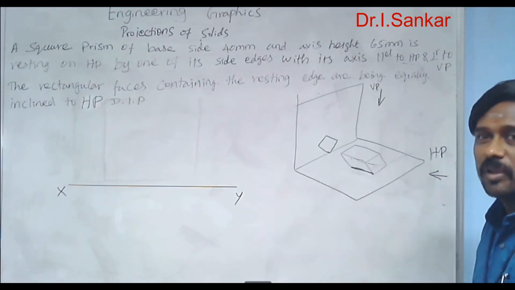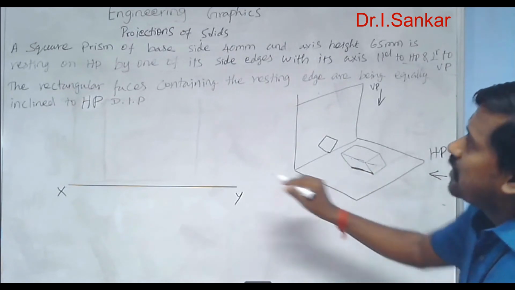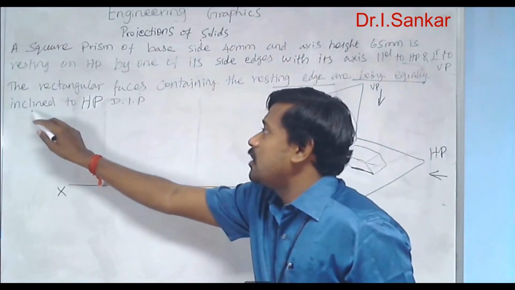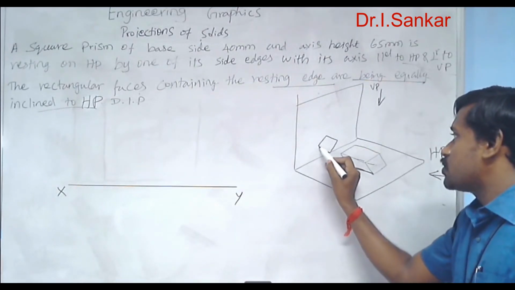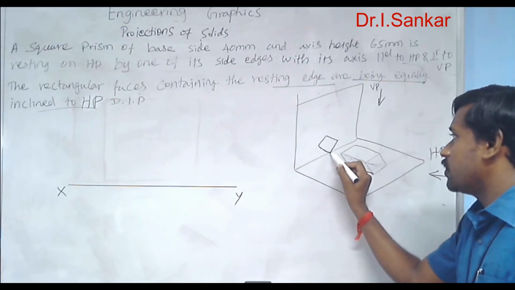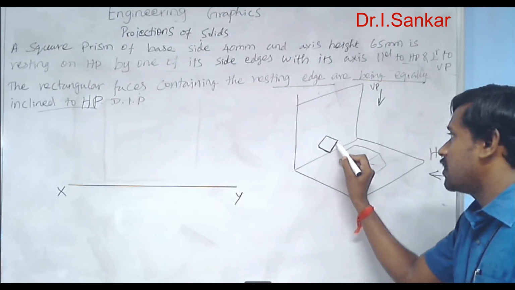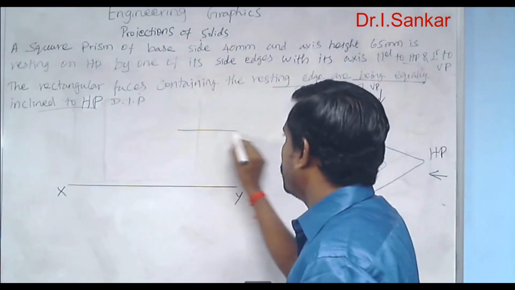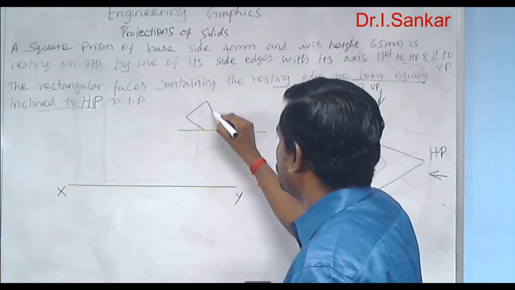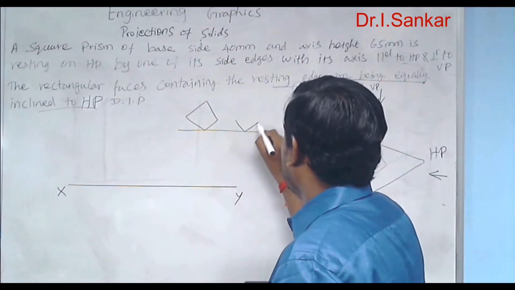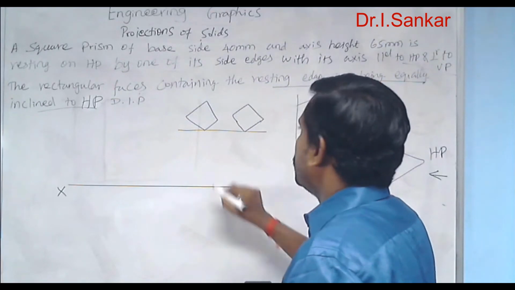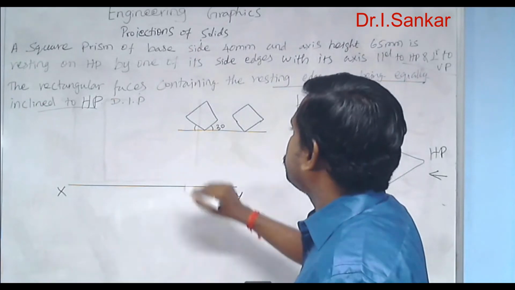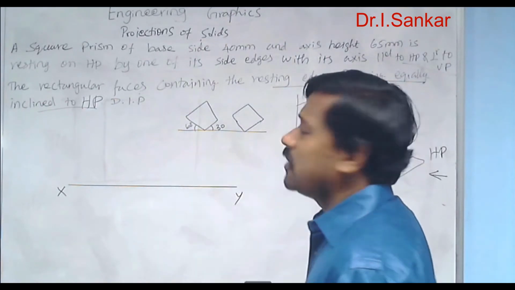Okay, so this is your resting edge, and the rectangular faces containing the resting edge are being equally inclined to HP, which is nothing but these two rectangular faces. In the front view, you can identify them. These two rectangular faces are equally inclined to HP. Because you can draw it in any way. So, in this way, you can draw a square. In that way, also, you can draw a square. So, here may be 30 degree and there may be 60 degree. In that way, you can draw.